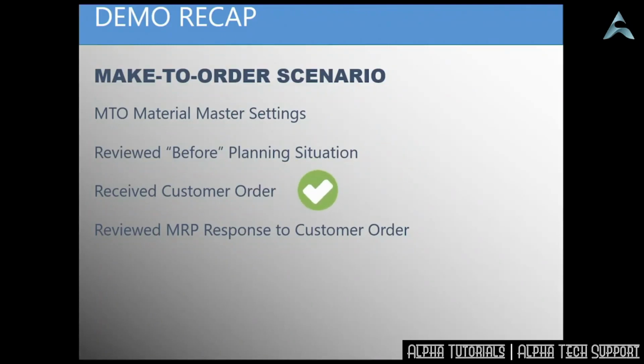From there, we created a customer order and then executed the planning run. Then we reviewed the results and we reviewed how the planning engine responded to the firm customer order by creating a receipt element for the finished good. Then we viewed the BOM component to illustrate the dependent requirements that were created once the receipt element was created for the finished good. So let's keep going.